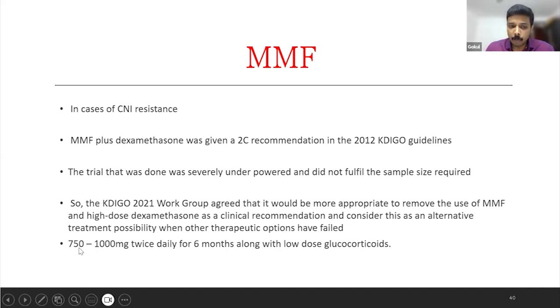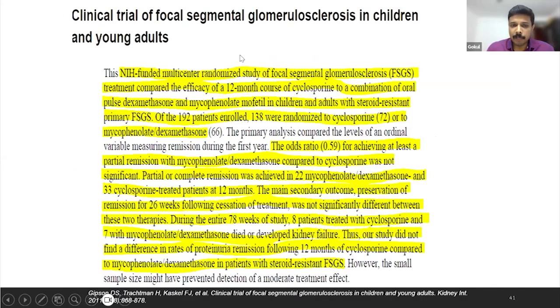If we use MMF, the dose is 750 to 1000 mg BD for 6 months along with low dose glucocorticoids. And this was the trial which described the role of MMF.